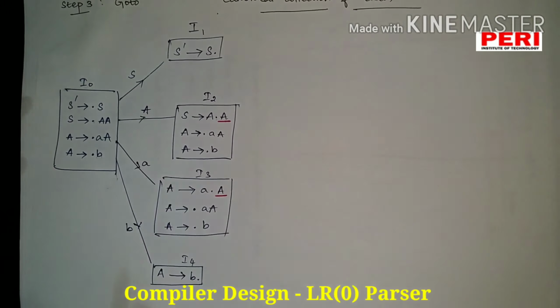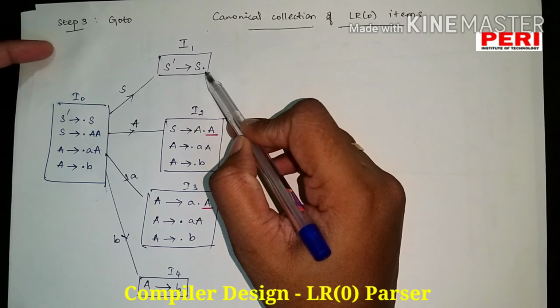Now I have to look at I1. In the I1 state, the production has reached the end of the string. The dot has reached the end, with no more symbols next to the dot. So this state has reached its final state, and we are not going to do further work on this state.